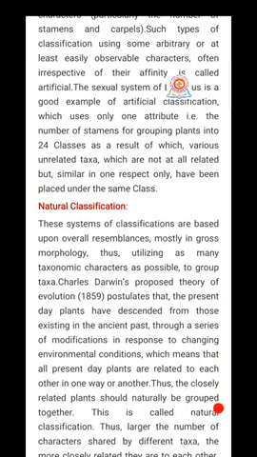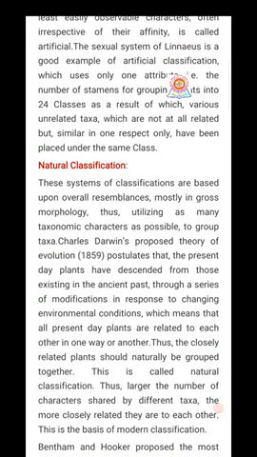The second system is natural classification. This system of classification is based upon overall resemblance, mostly in gross morphology, thus utilizing as many taxonomic characters as possible to group into taxa. That type of classification is known as natural classification. A number of characters are considered, and those characters resemble each other for that particular group of taxa, and that taxon is placed in one group. That type of system is known as natural classification.